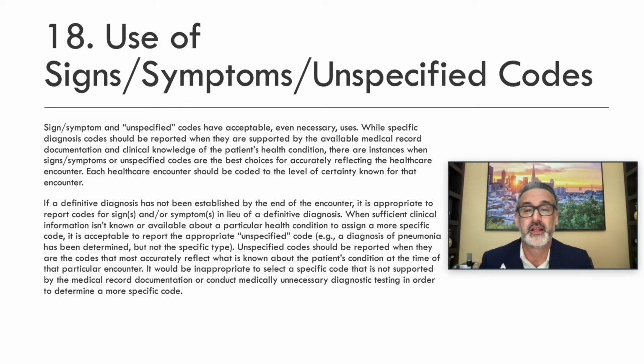So that'd be an example of maybe we can get to the category that we need, but we have to choose an unspecified code because we know what condition the patient has, but it's very generic as far as the description and the documentation. So then we have to choose an unspecified code. So maybe we can get to the category, the first 3 characters of a code. After that, we don't know more specificity, so we have to choose an unspecified code in that individual category.